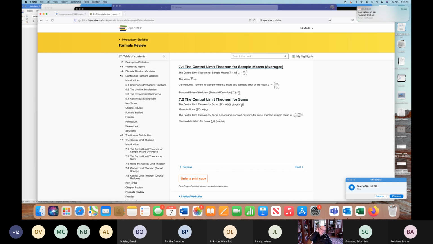If I'm doing means, the mean doesn't change. The mean is still going to be the mean. The population mean and the sample mean will be the same, but the standard deviation now is the standard deviation of the population of individuals divided by the square root of n, which is the sample size.